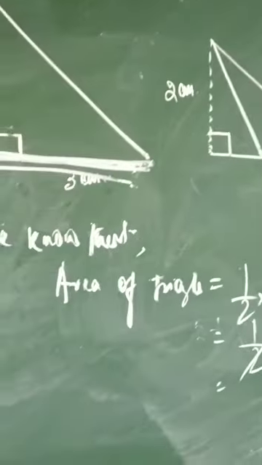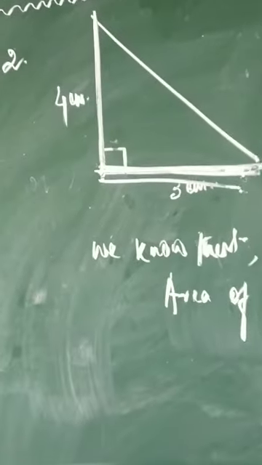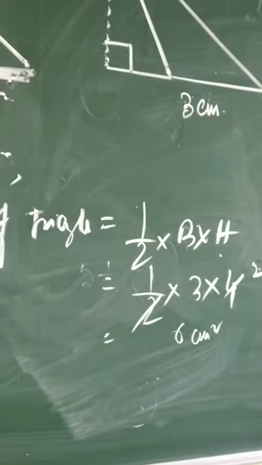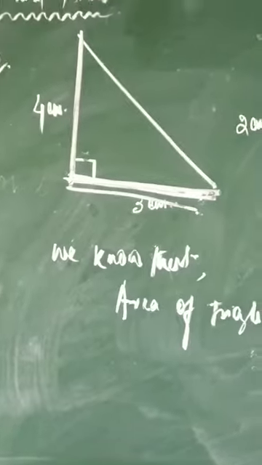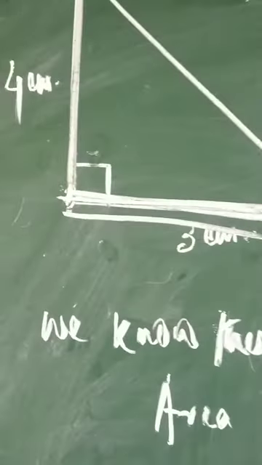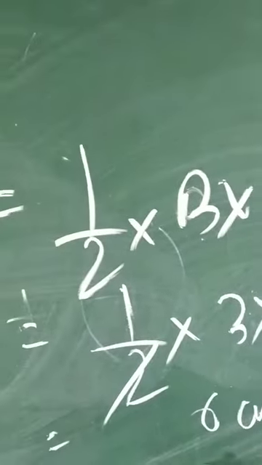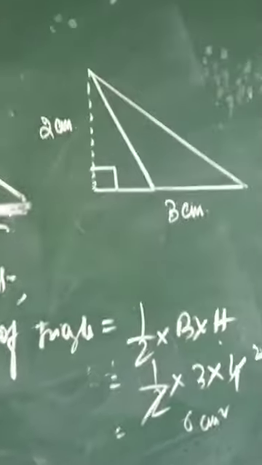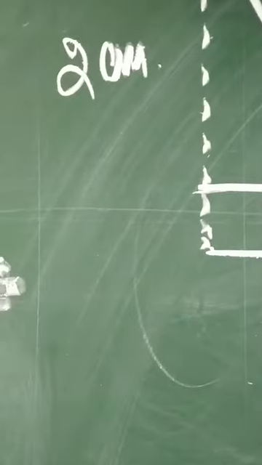Children, I have already said in my previous video that whenever we are expressing the area of any figure, area of any two-dimensional figure, the unit always comes in square: unit square, centimeter square, meter square, kilometer square, like that. So here the unit of area for this particular triangle is 6 centimeter square.